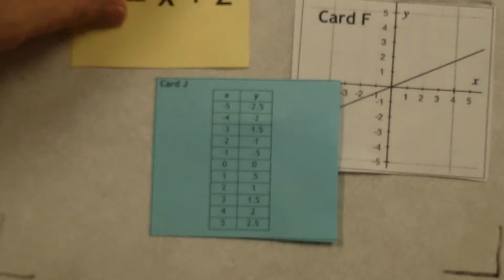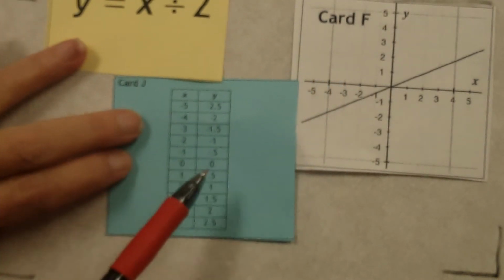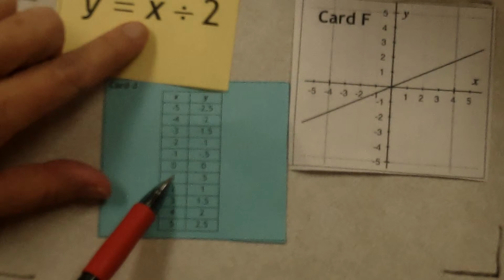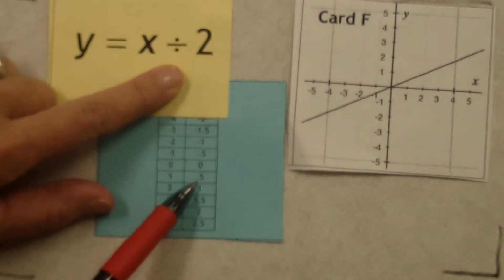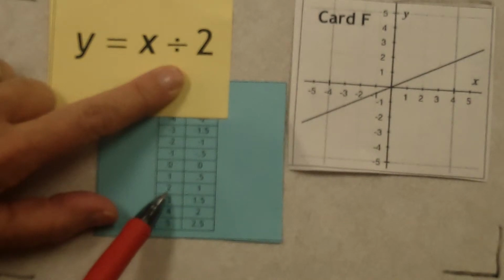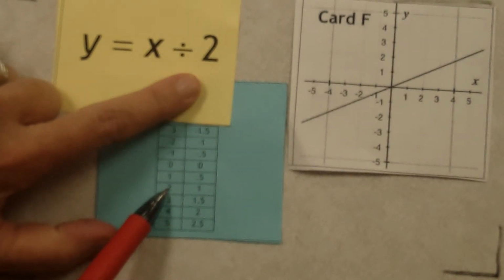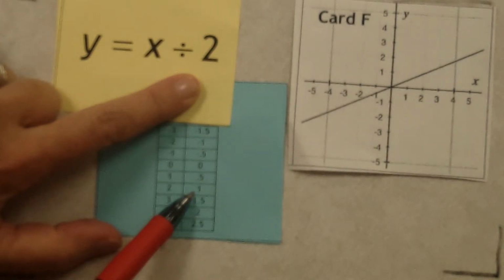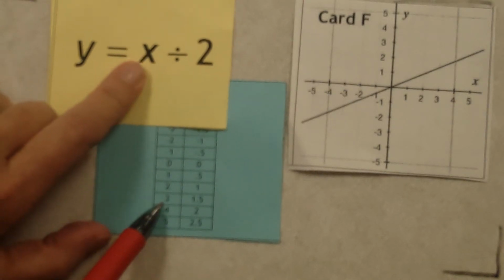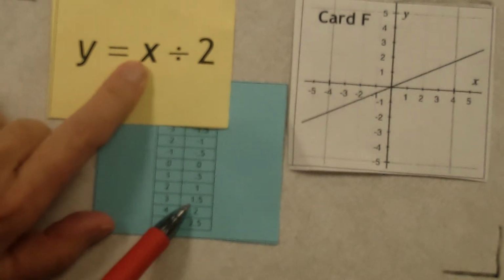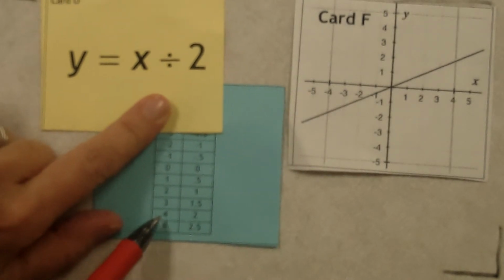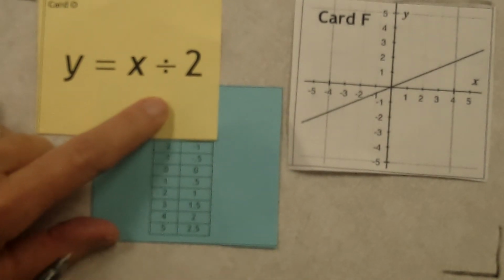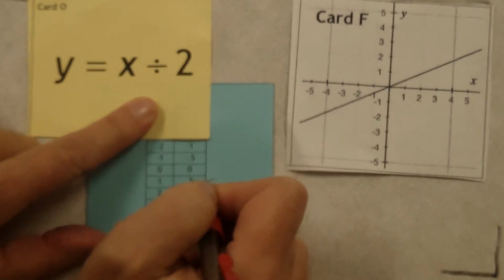Well, maybe I should look at this one. So 1 divided by 2 is 0.5. Okay, maybe I'm on the right track. 2 divided by 2 is 1. Looks like it's checking out. 3 divided by 2 is 1.5. 4 divided by 2 is 2. So it looks like this one is definitely the match.